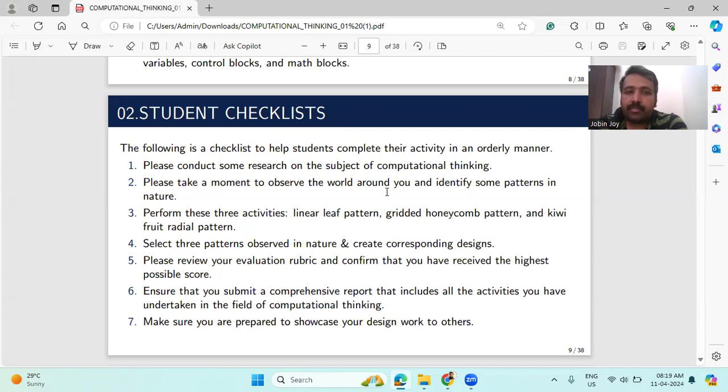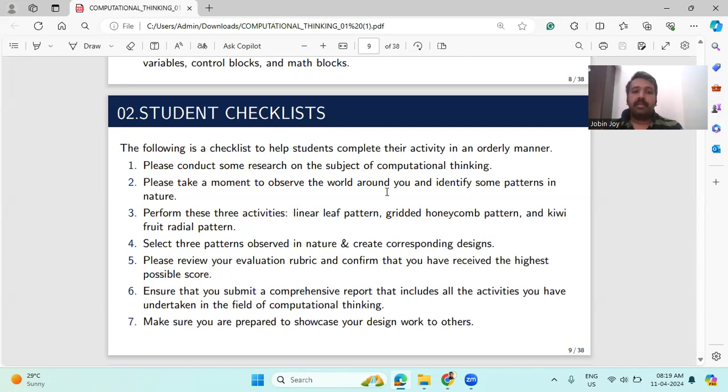The first step is please conduct some research on the subject of computational thinking. After my explanation, it is your duty to do some research. That is, I am promoting the concept of independent learning. You should do some research activity, because finally you have to submit a comprehensive report to the instructor. So do some research about computational thinking.